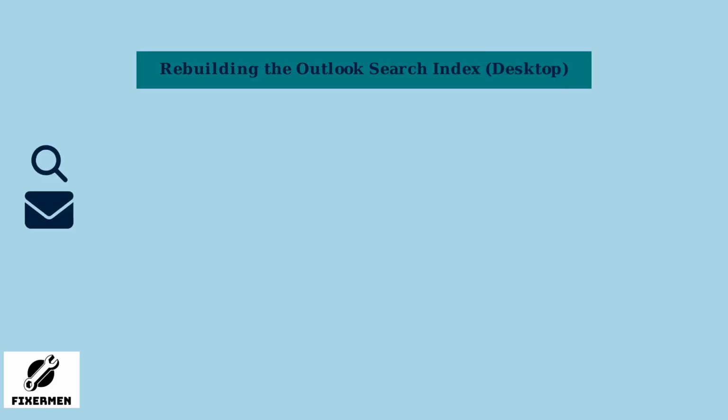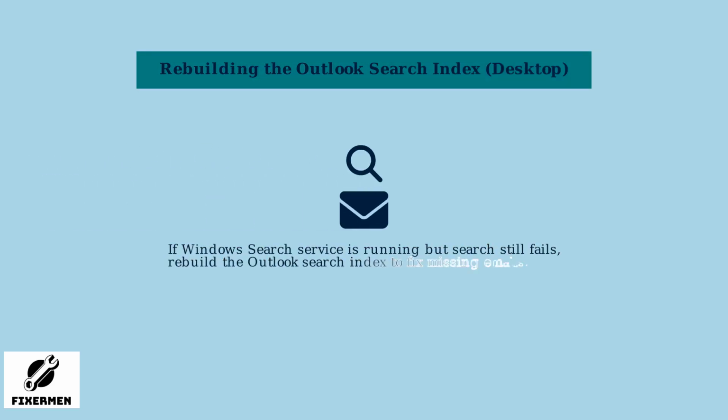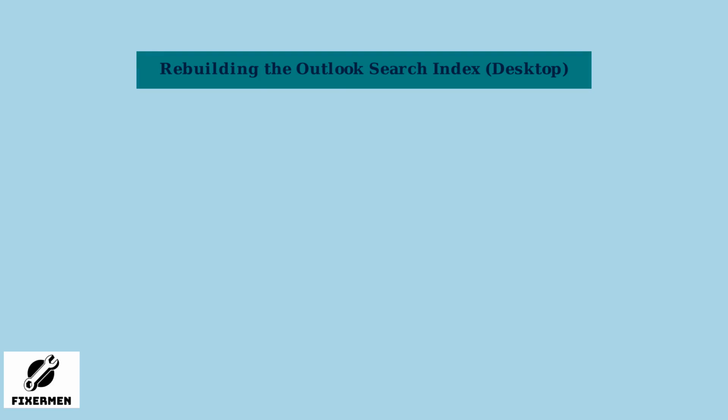If the Windows search service is running, but Outlook search is still failing, you may need to rebuild the search index. This index is a database that helps Outlook quickly find emails, and it can become corrupted or outdated. To rebuild the index, start by opening Outlook and clicking File in the top menu bar.